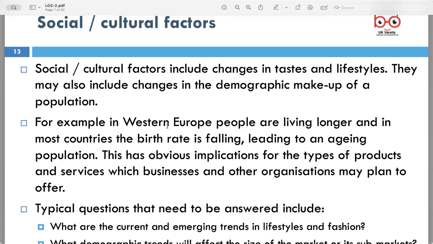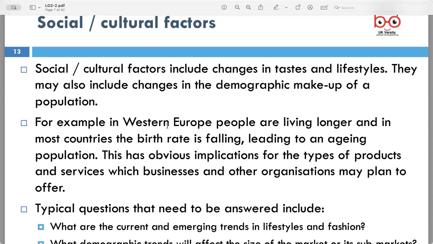For example, in Western Europe individuals are seeing an increase in their lifespan, but in the majority of countries the birth rate is decreasing, resulting in a population that is getting older. Clearly, that has repercussions for the kind of goods and services that companies and other organizations might intend to provide in the future by offering them.